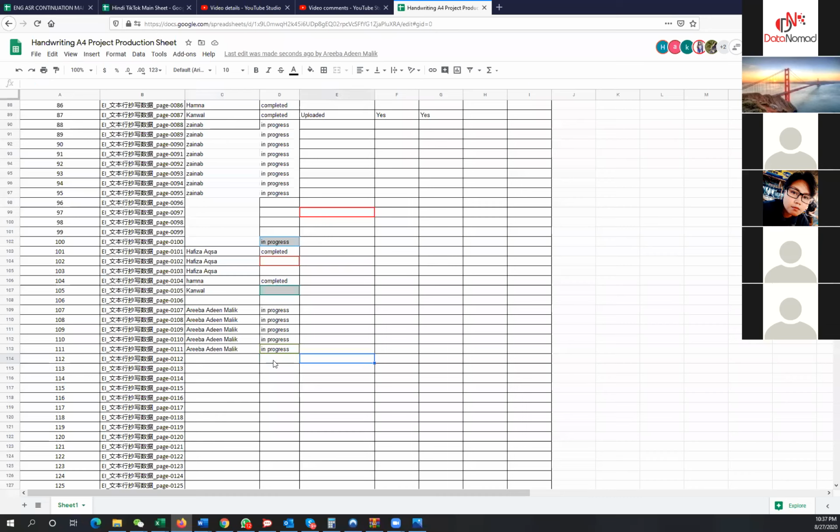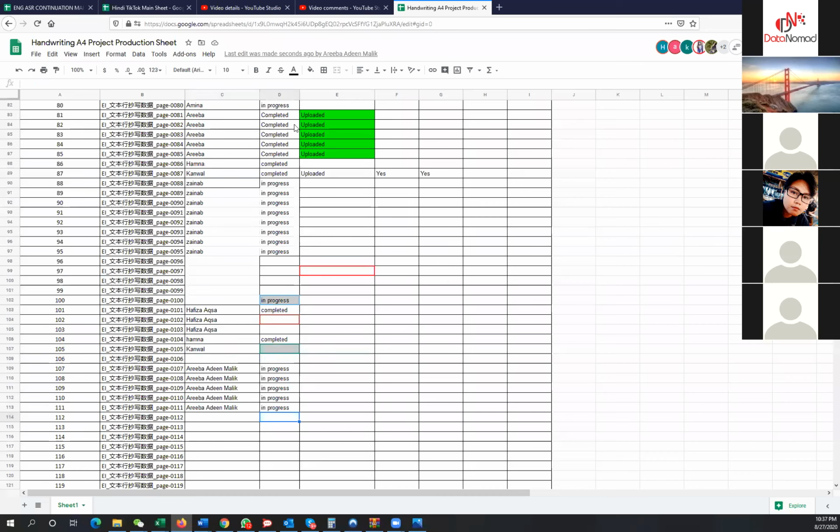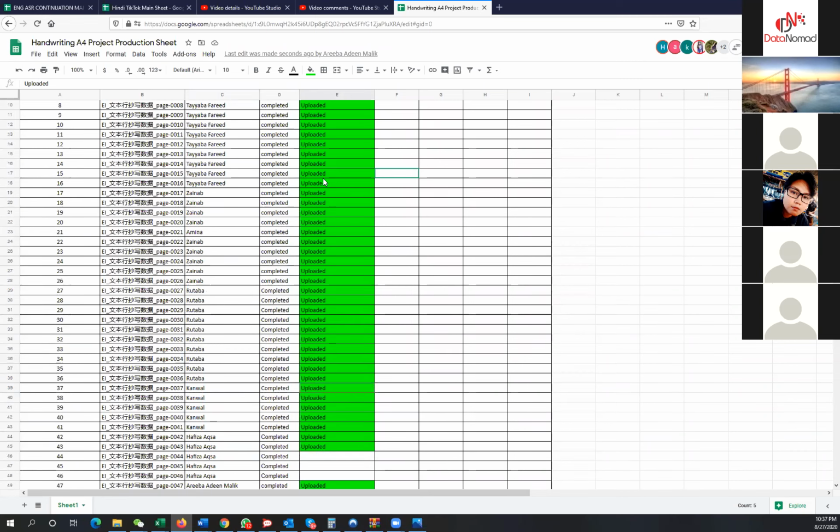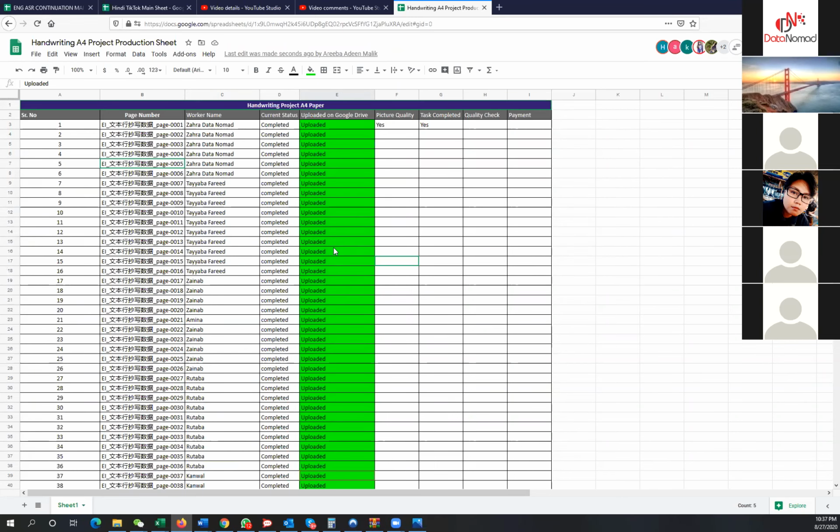Okay, and then you can write down in progress, and once you finish, you can write down completed, and once you upload the picture, you will write down uploaded. So everything will be done on Google Sheets and on Google Drive, so it should not be a big problem for you guys. And for all the pictures, you just have to directly take the picture of the paper and upload it directly to the Drive.